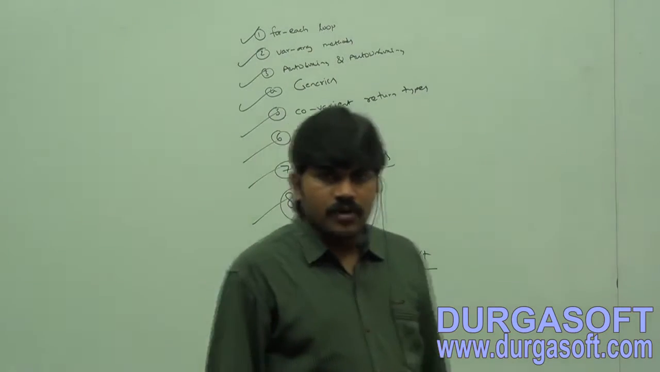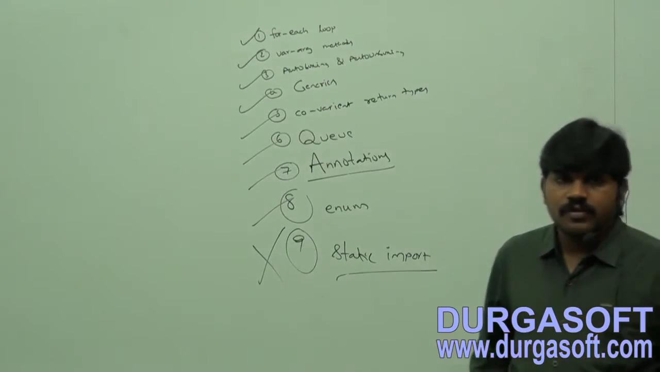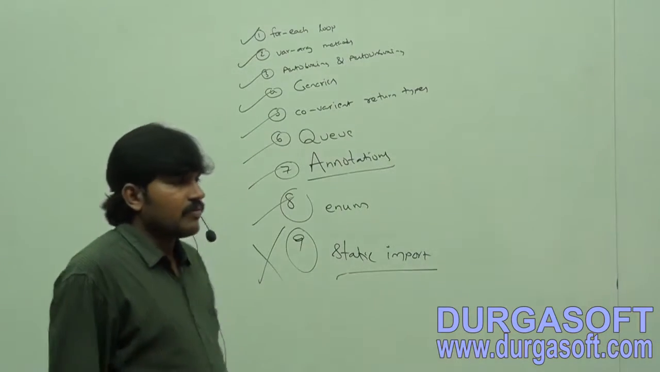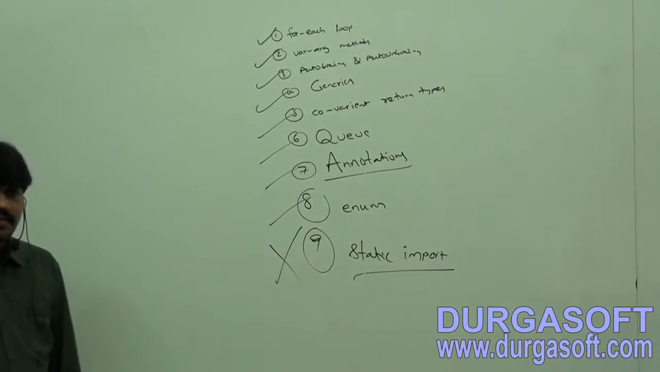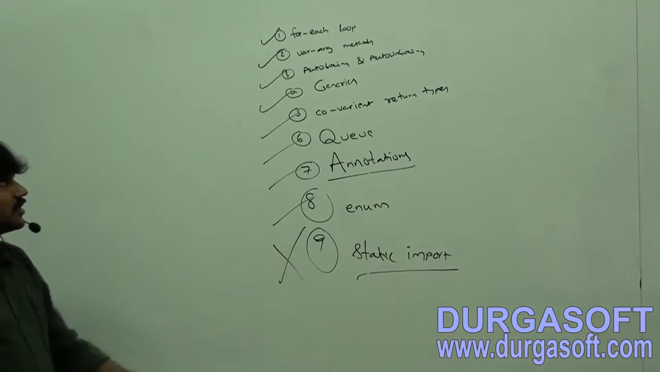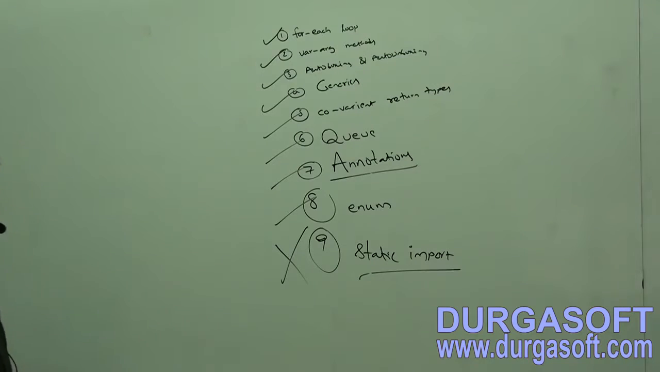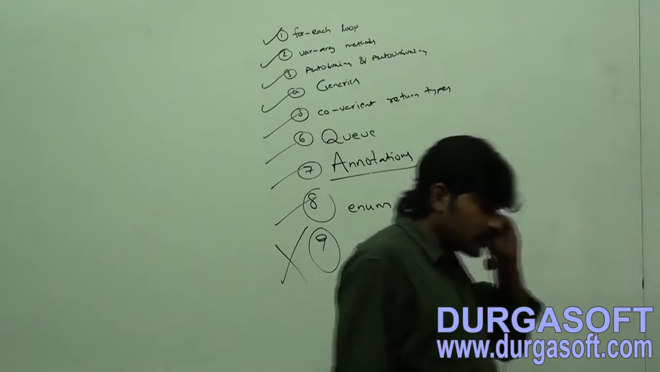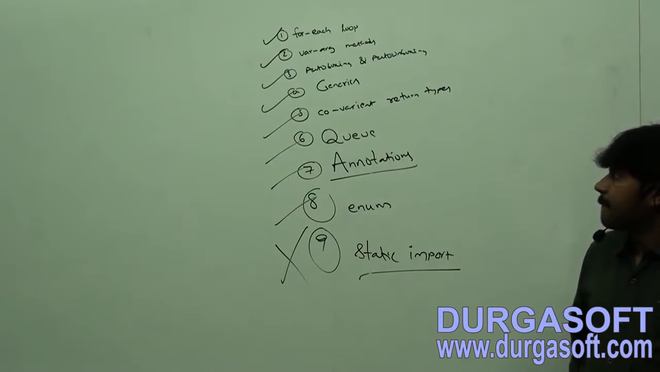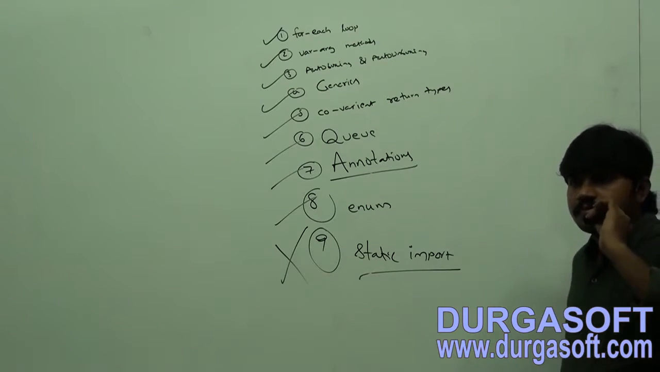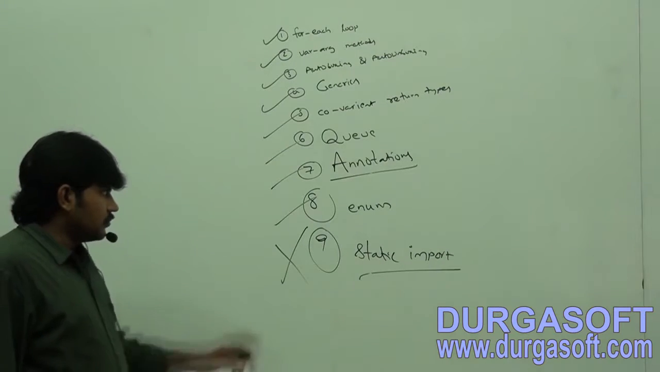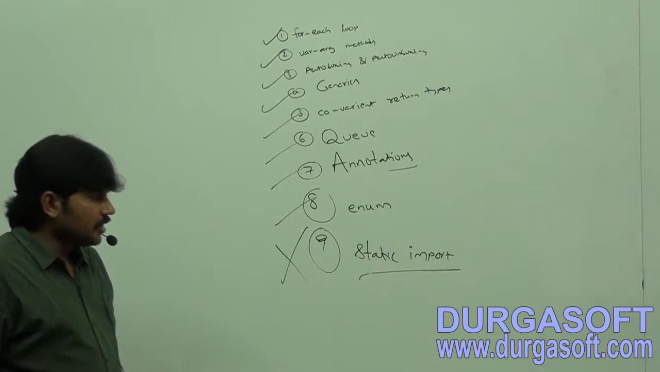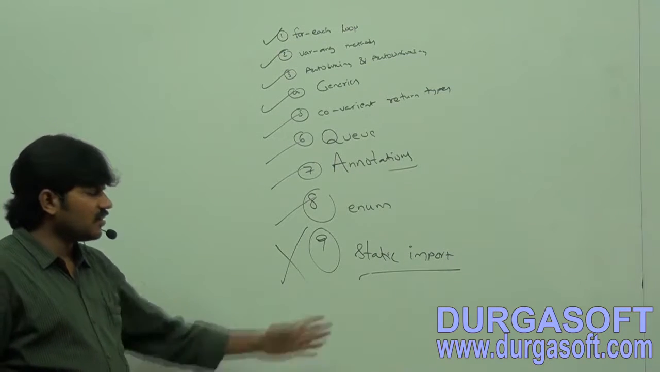1.5 version new features. Take all these things: for each loop, var-arg methods, autoboxing and auto-unboxing, next generics, covariant return types, queue, next annotations, enum, static import. There are some more concepts. Don't feel only these are the new concepts.